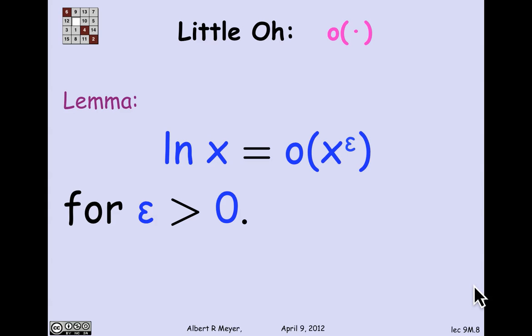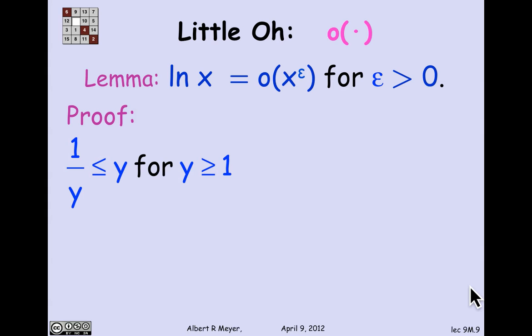Another crucial fact is that logarithms grow slower than roots. So if you think of epsilon as like a half or a third, it's saying that the log of x is less than or equal to the square root, the cube root, the 50th root, doesn't matter. This is a proof that just falls back on elementary calculus, and I've highlighted it because it's definitely worth remembering. Logarithms grow slower than roots.